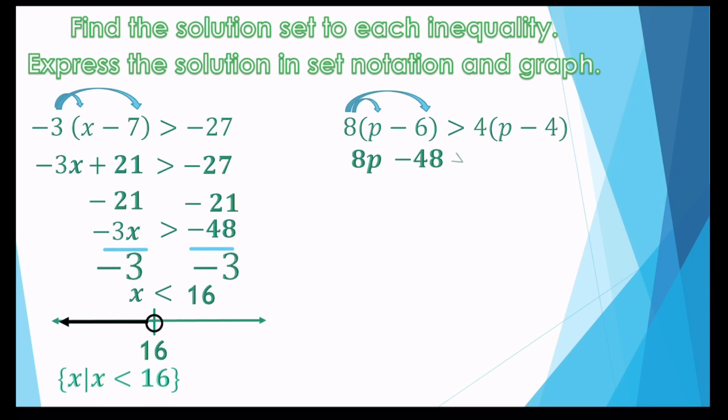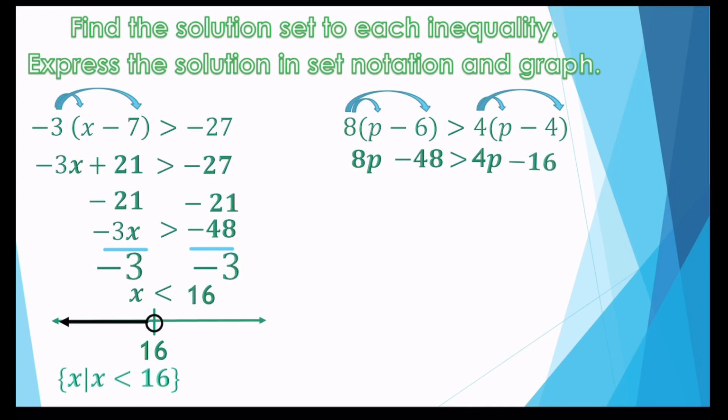On this side, I have to do 4 times p and 4 times -4 to give me -16. Okay? So now I've distributed. Step 2 is to combine like terms on each side separately. So if I take a look here, that's already done. My left side, the terms are combined, and my right side.